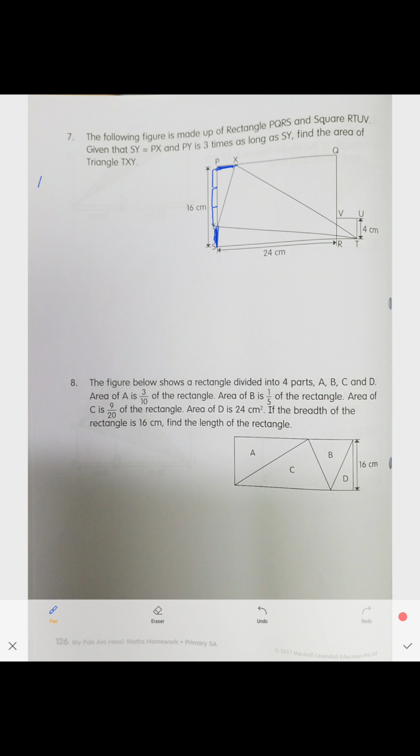PX is equal to SY and is equal to how much? 4 centimeters. 16, because there are four units. This 1 unit, 2nd unit, third unit, and this is the fourth unit. So what is 1/4? 16 divided by 4 is 4 centimeters. This is what we found out.